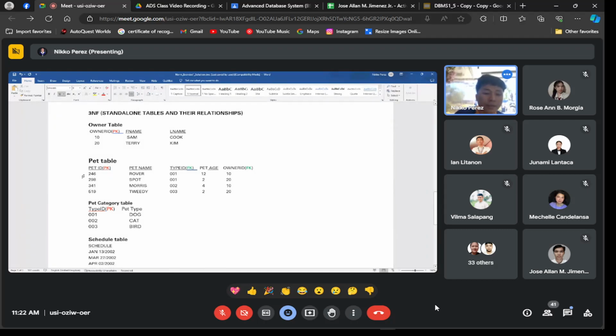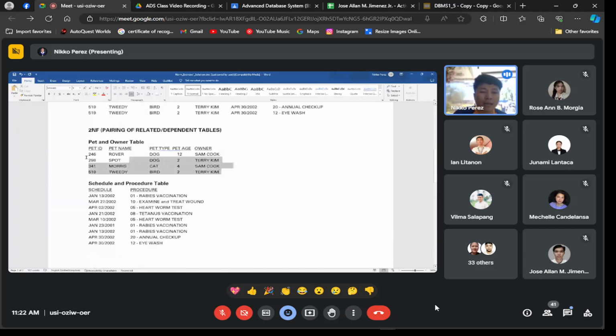If we check everything, 246 Rover, type ID 001, okay, dog, pet age 12, owner ID 10. So that means the owner is Sam Cook. Okay, next. 298, pet name Spot, ID 001. What is 001? Okay, pet type is dog. Age 2, owner ID 20. What is this owner ID? Who is this? Terry Kim. Same with Morris and Tweedy. So that's how we decompose the table here.